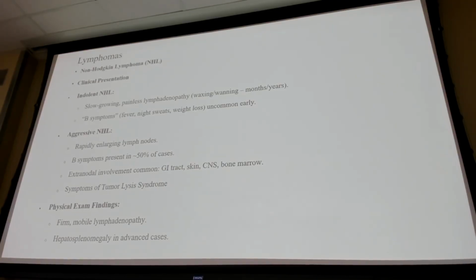B symptoms, you guys know these. Fevers, night sweats, weight loss. Uncommon early, that's the more indolent forms of the disease versus the more aggressive, rapidly enlarging lymph nodes. B symptoms, extranodal involvement, and symptoms of tumor lysis syndrome. Physical findings: lymphadenopathy, so firm, mobile lymph nodes, and hepatosplenomegaly in some advanced cases.